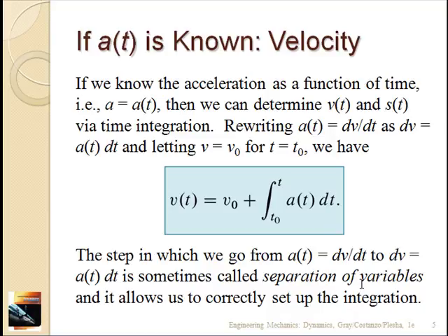In a sense, what we're doing here is separation of variables, right? We're moving everything about time to the left and everything about velocity to the right. And we've got dv equals a of t dt. And we've separated the time variables and the velocity variables. And we just then integrate in a straightforward fashion.